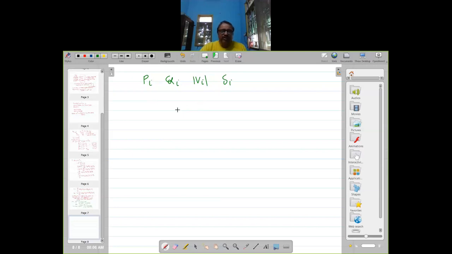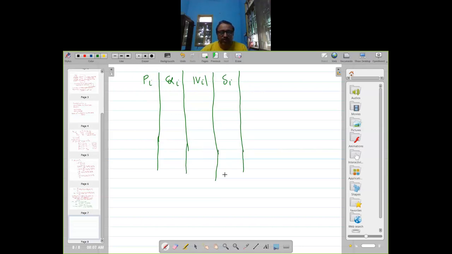So there are various combinations in which we can do this. Out of these 4, we can have any 2 as known, or we can assume that we know any 2 variables and the other 2 are unknown. So one combination is, I am just listing out all the combinations. This is known, this is known, this is not known, this is not known. Then this is known, this is known, this is not known, this is not known.